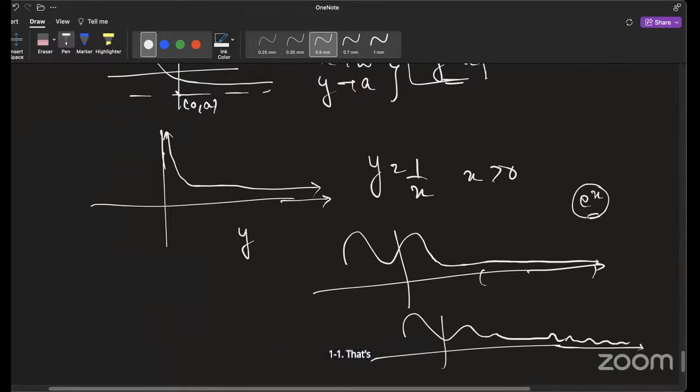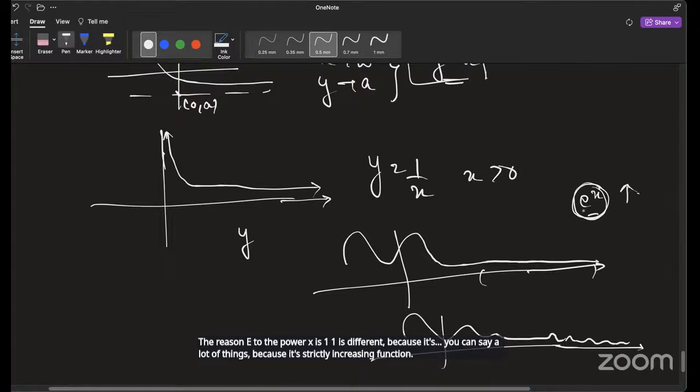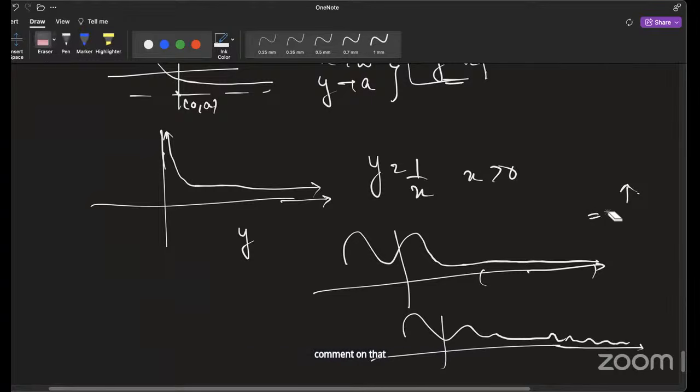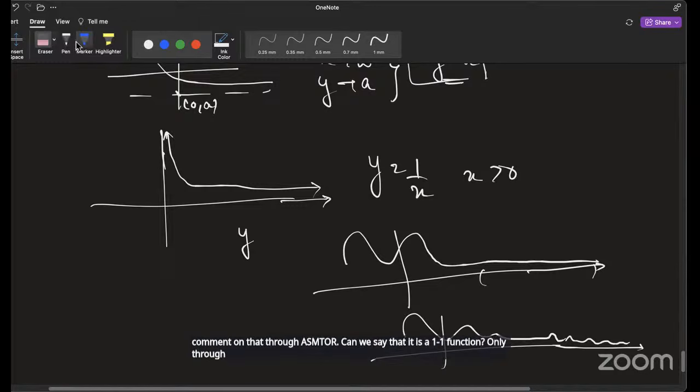That's not the reason e to the power x is 1-1. The reason e to the power x is 1-1 is different, because it's a strictly increasing function. Yes, ma'am, that is fine. But graphically, if you want to comment on that through asymptote, can we say that it is a 1-1 function? Only through asymptote, graphically.